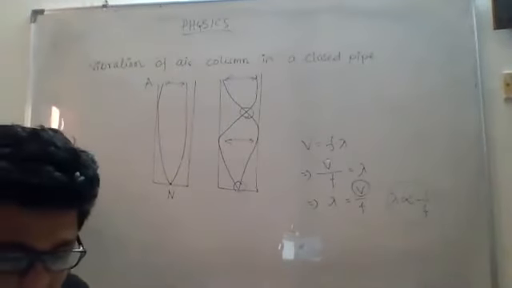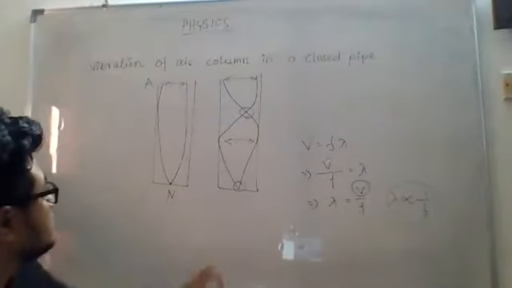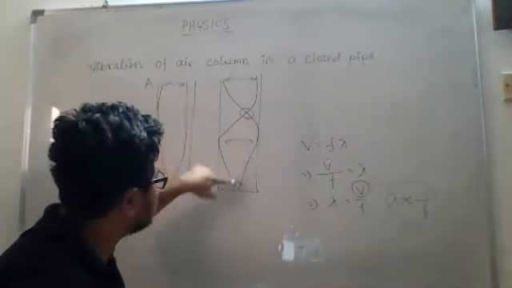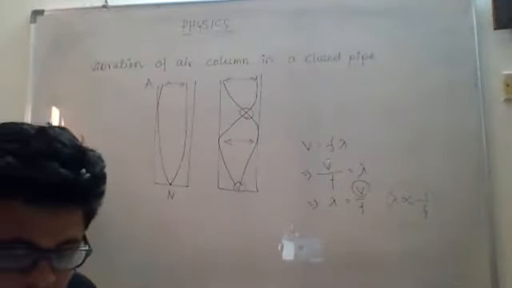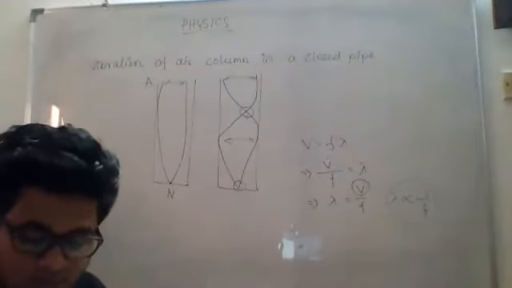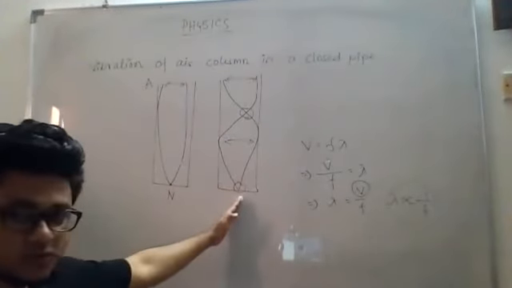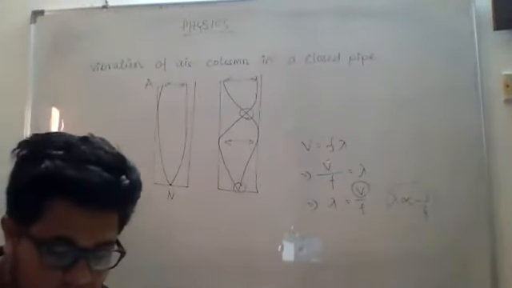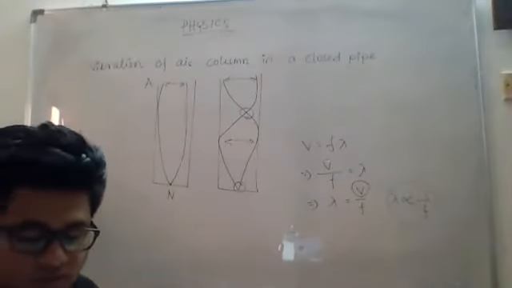Then, as a result, what will happen? Two antinodes and two nodes are produced, right? So this is called the first overtone. This is the fundamental tone. After that, this is the first overtone we are getting. Since the frequency of this tone is 3 times that of the fundamental tone, it is called the third harmonic.